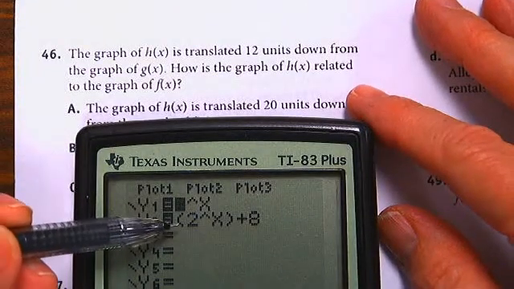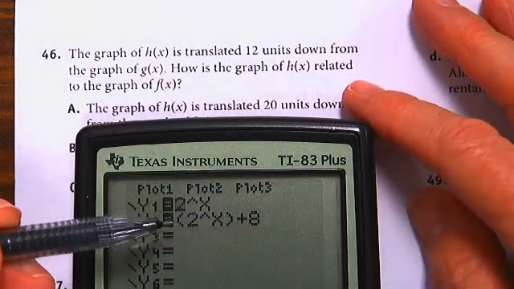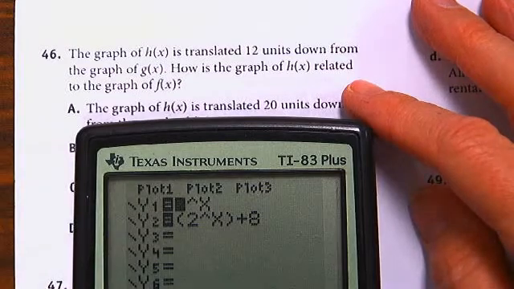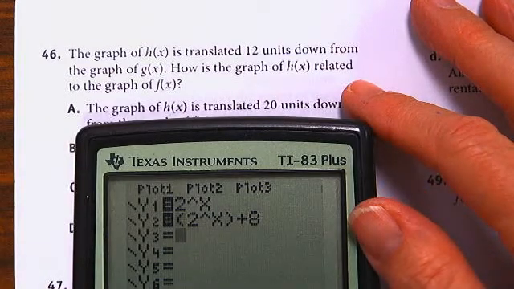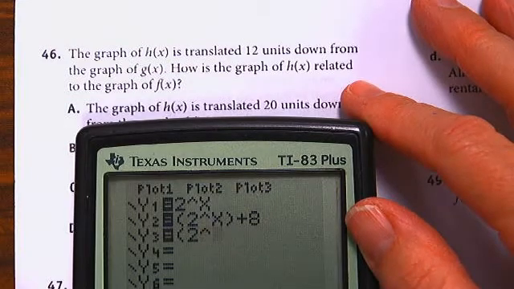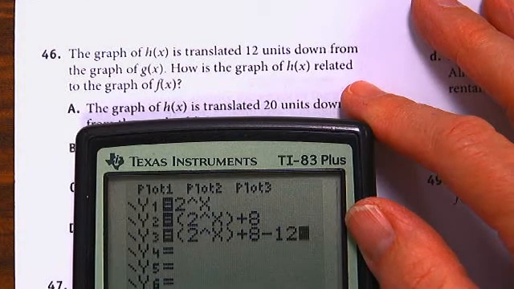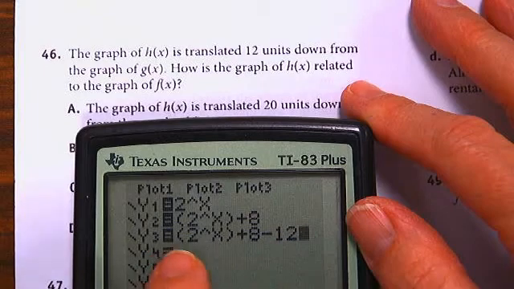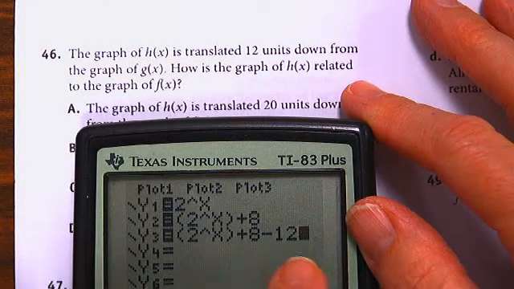Translated down 12 units, that would be 2 to the power of x plus 8 minus 12, right? So that's going to be 2 to the x minus 4.